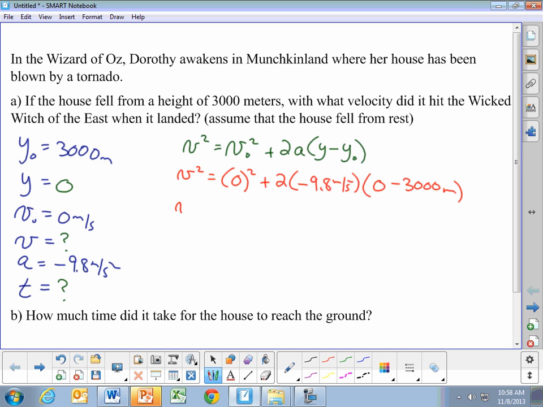So with this, I have that the final velocity squared is 2 times negative 9.8 times negative 3,000. So the velocity squared is 58,800. So I take the square root of that, and this is where I have to be careful. So the velocity is the square root of 58,800, which if you do it on your calculator, you're going to get 242.48.